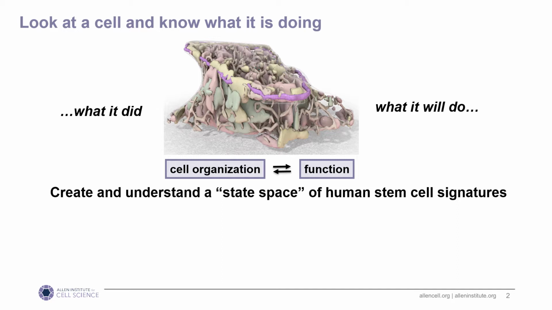At the Allen Institute for Cell Science, we want to understand the cell. We believe we should be able to look at the cell and know what it's doing and what it did and what it will do. We believe this is possible because of the strong interplay between cell organization and function. Our goal is to create and understand a state space of cell signatures.